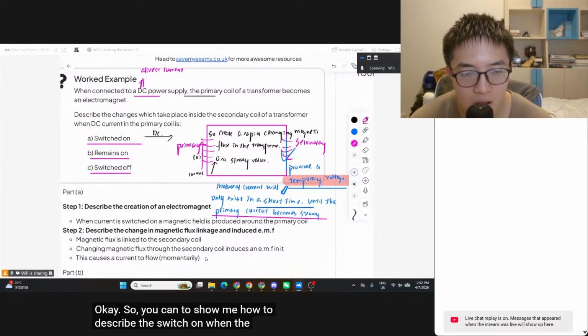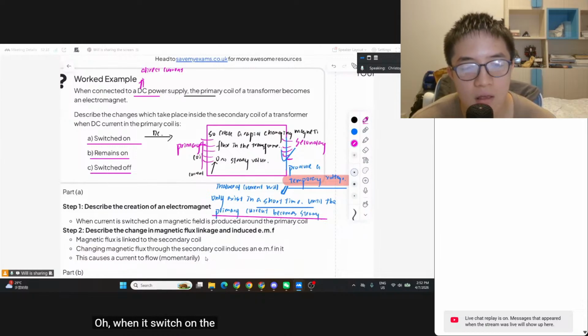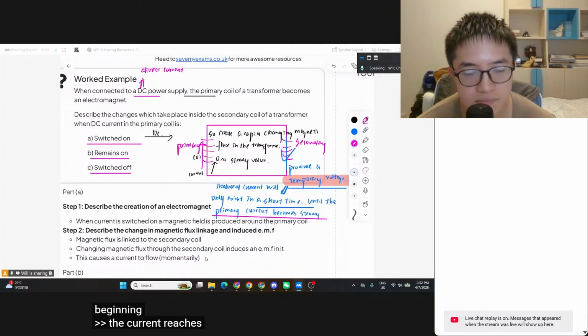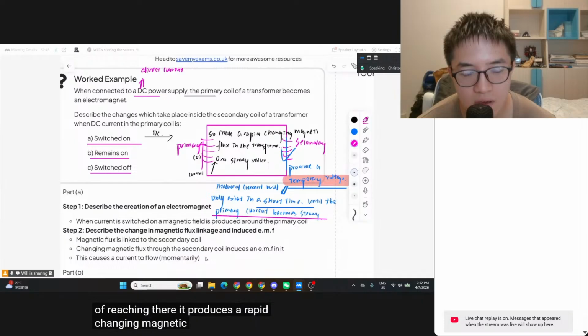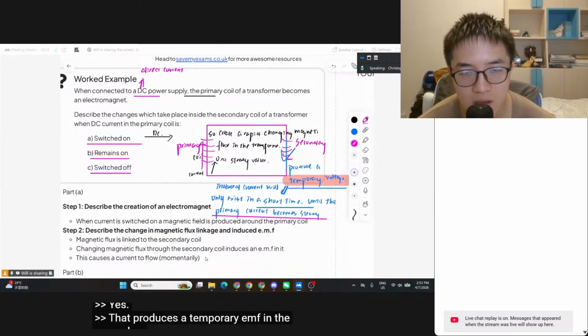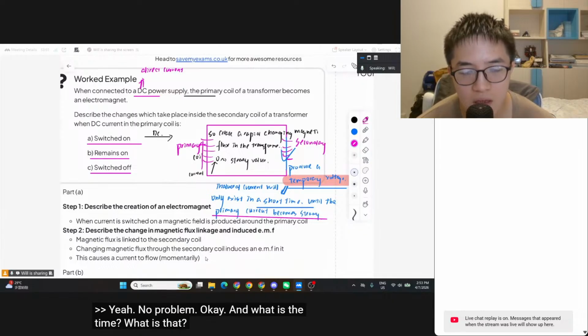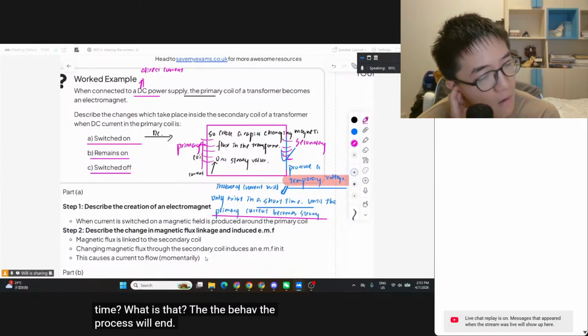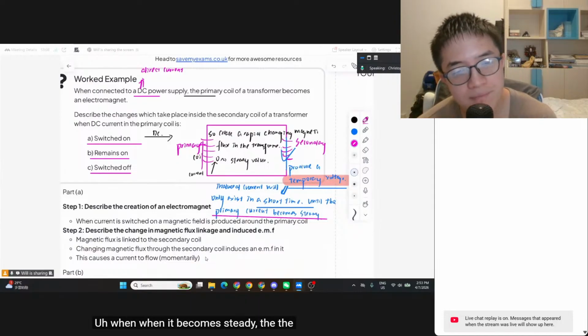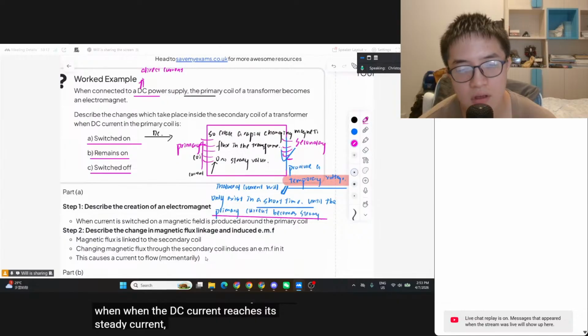you can show me how to describe the process when it is switched on. How to describe the complete process? When it's switched on, at the beginning the current rises to a steady value, and in the process of reaching there, it produces a rapidly changing magnetic flux in the transformer. That produces a temporary EMF in the secondary coil. And what is the time the process will end? When the DC current reaches its steady value, the EMF will be gone.